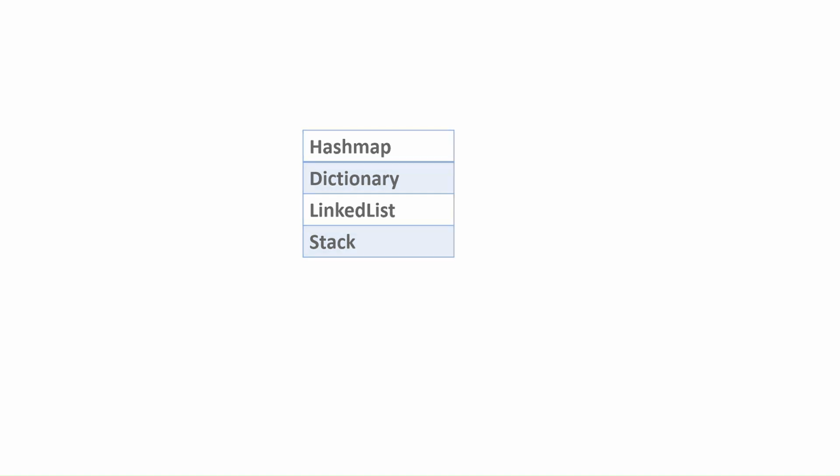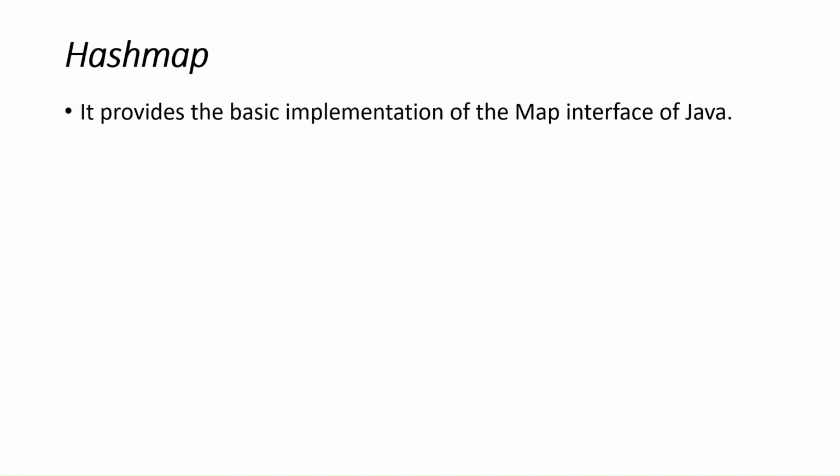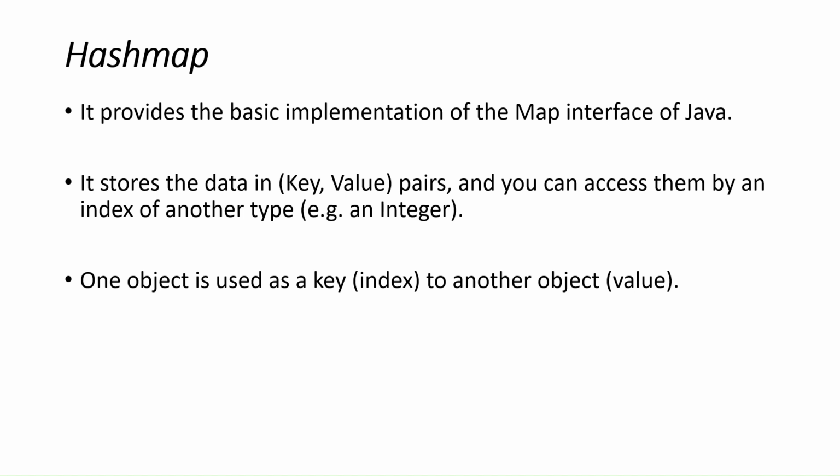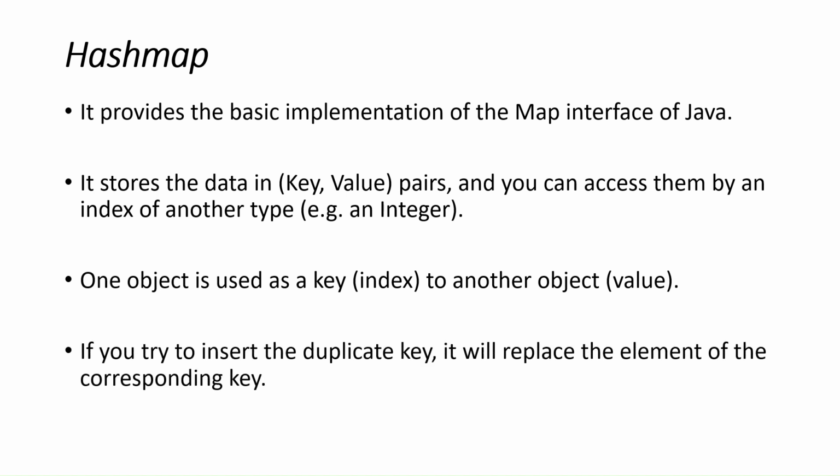First, let us see what is HashMap. It provides the basic implementation of the Map interface of Java. It stores the data in key-value pairs, and you can access them by an index of another type, for example an integer. One object is used as a key to another object value. If you try to insert a duplicate key, it will replace the element of the corresponding key.